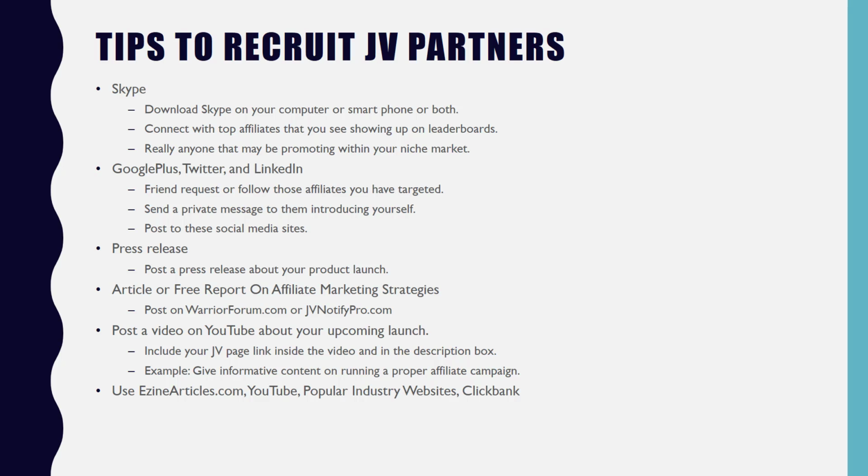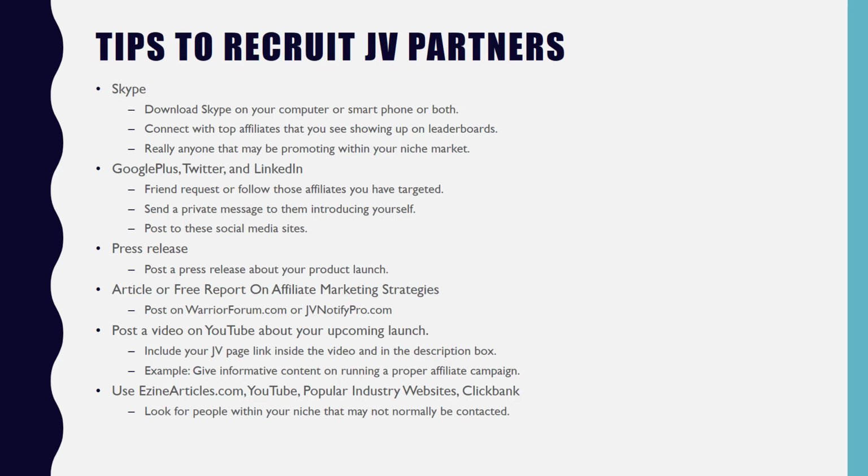I also like to go out to ezinearticles.com. I look at the popular YouTube videos, popular industry websites, and ClickBank for finding those affiliates. And so if you're in the parenting market, go out to ezinearticles.com, click on the author resource box for that category. So I would navigate to the parenting category, and then I would click on the different articles that intrigued me, and then click on the bio box and go to their website and contact those people because they could be a potential affiliate.